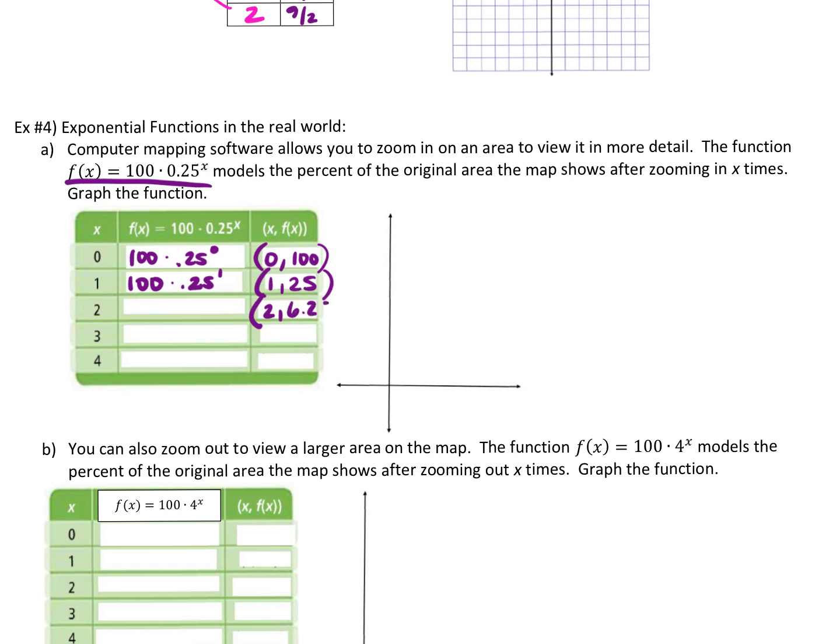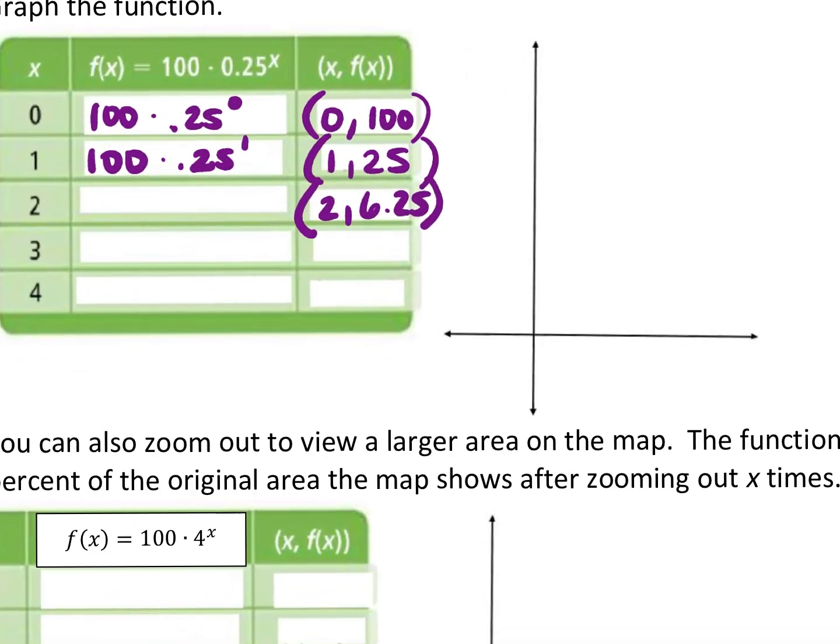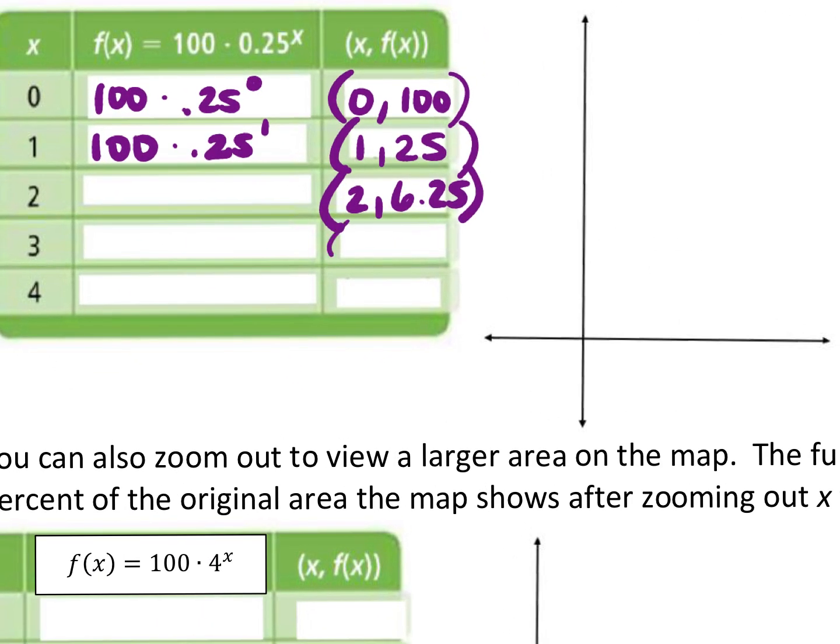Did you get 6.25? That's what I got. If you plug in a 3, you get 1.5625. And if you plug in a 4, you get a very small number, 0.39. I'm just going to round it. It goes 0.390625.